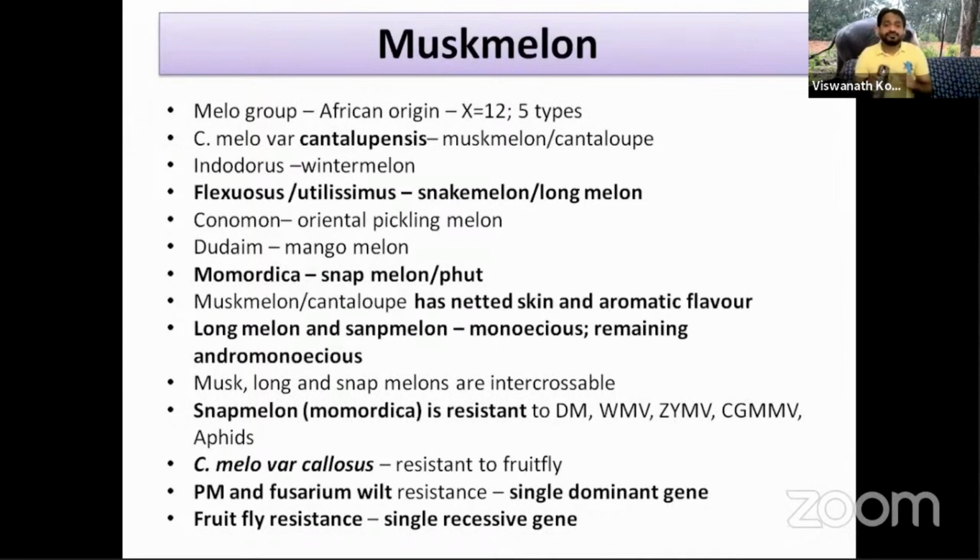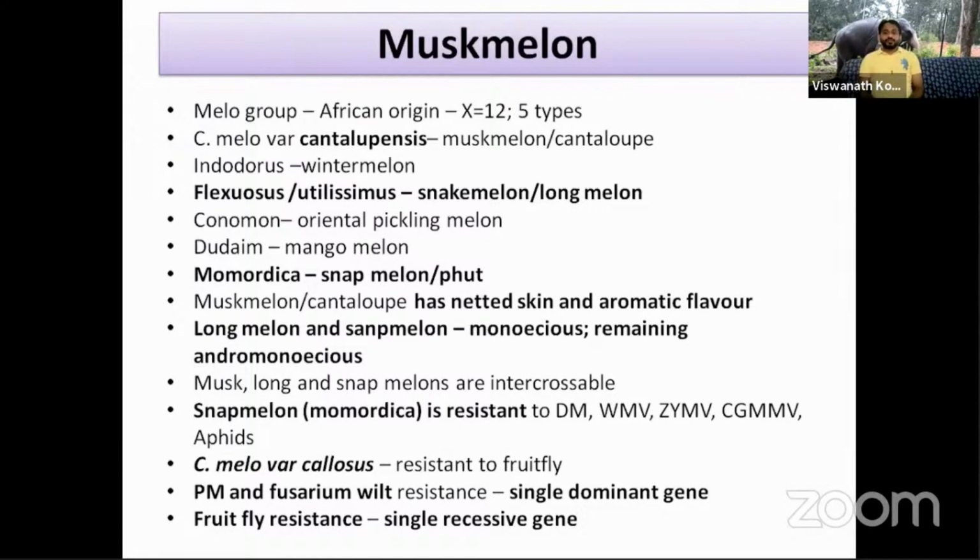Among all the melons, muskmelon has the netted skin. You can see the net-like structure on the skin of the fruit. That is muskmelon, and it has an aromatic flavor. And there are different types of sex forms. Long melon and snap melon are monoecious, and the remaining are all andromonoecious. All these muskmelon, long melon, and snap melons are intercrossable, and they can produce fertile hybrids.